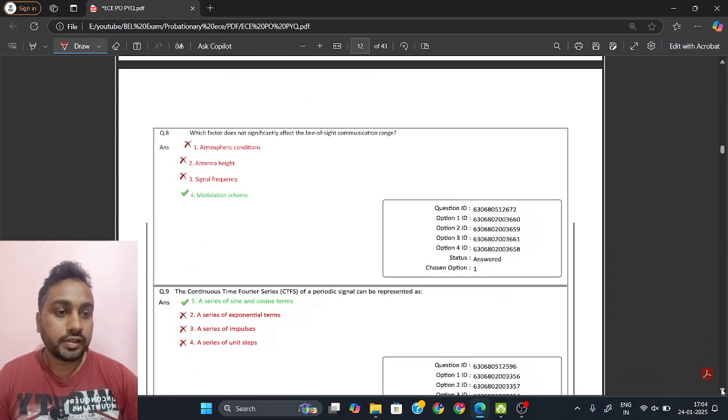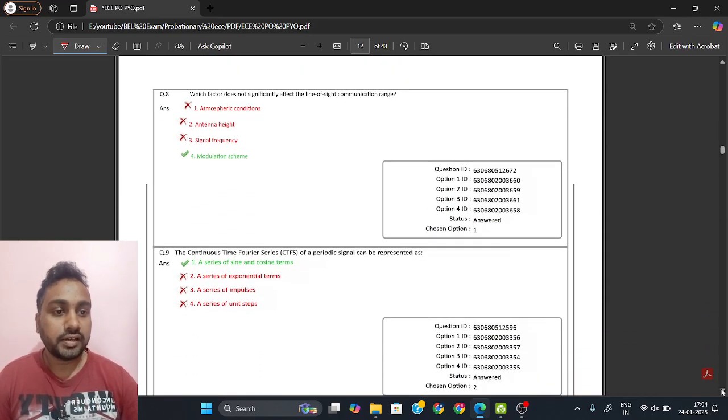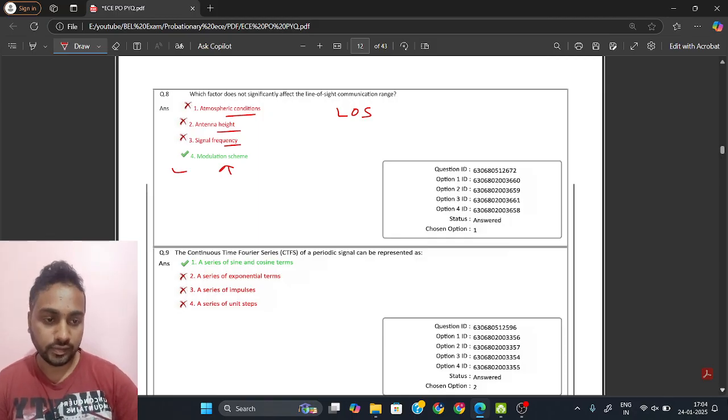Now, what factor does not significantly affect the line of sight communication range? Line of sight communication means LOS. Generally it will be affected by your atmospheric condition, antenna height also, and signal frequency, but there will be no effect when modulation scheme will be there. So option 4 will be your right answer.